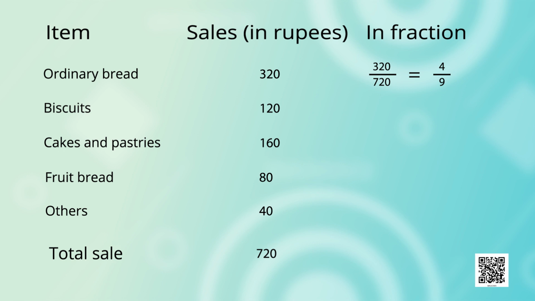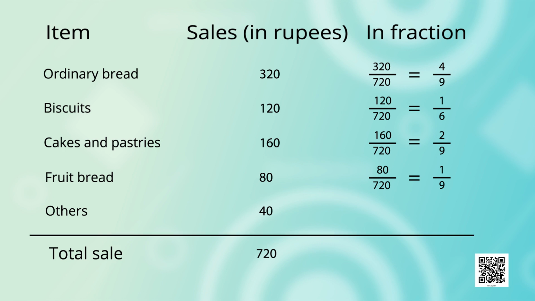What about biscuits? Its sale is 120 rupees, and in fraction it comes out to be equal to 1 upon 6. Cakes and pastries, its sale is 160 rupees, and its fraction is 2 upon 9. For fruit bread, the fraction comes out to be equal to 1 upon 9. And what about others? Its fraction is 1 upon 18. Children, these fractions tell us what is the relationship between parts and a whole.